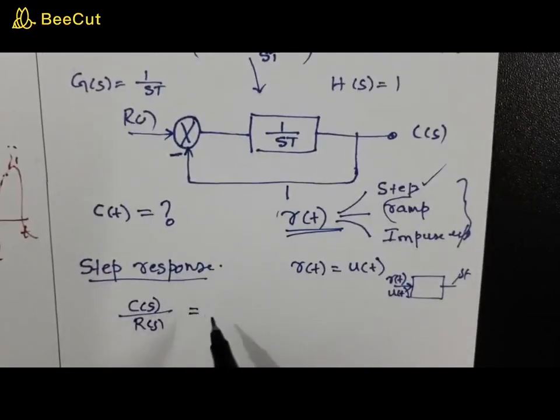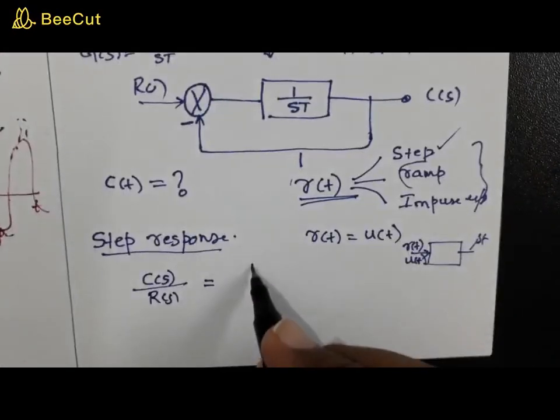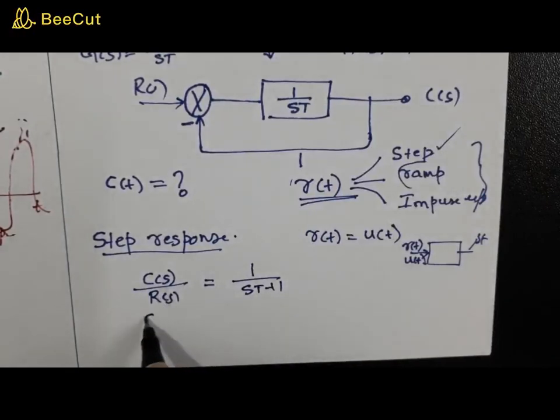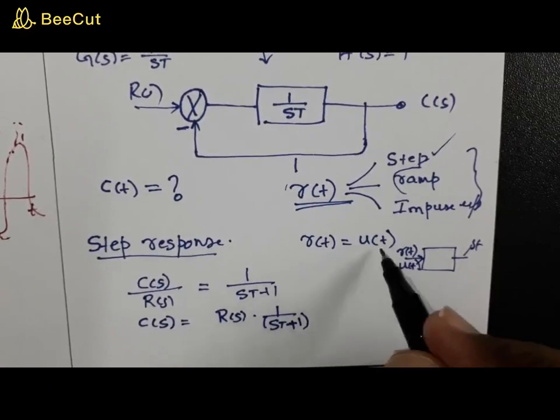Now, C of s to R of s is what? It is given by 1 by st plus 1, right? Now, from this, you'll be able to get C of s to be equal to R of s into 1 by st plus 1, right? Now, we know that what is R of t? R of t is R of u of t, right?